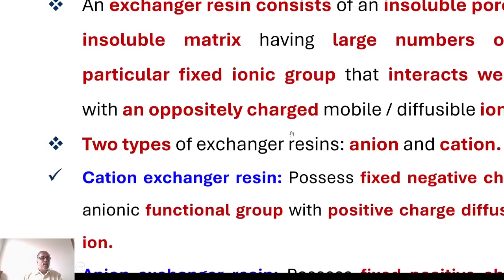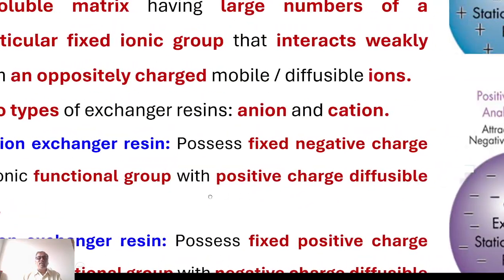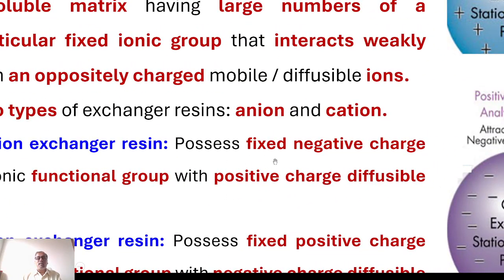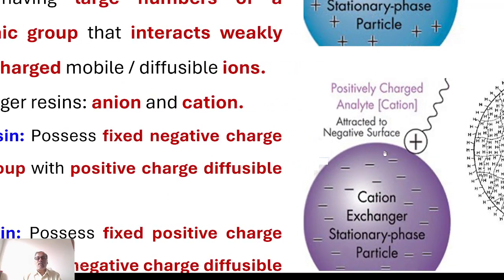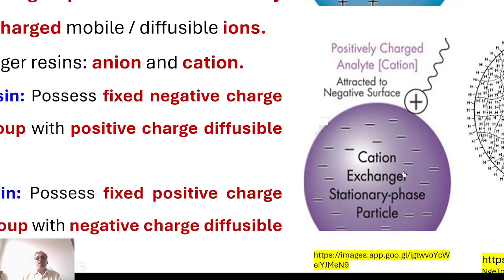Similarly, when you go for cation exchanger resin, it will have a fixed negative charge as the functional group. You can see this is the cation exchanger resin. It will be having the fixed negative charge, that is the functional group of the cation exchanger. The mobile ion or counter ion or the diffusible ion will be positively charged cations.